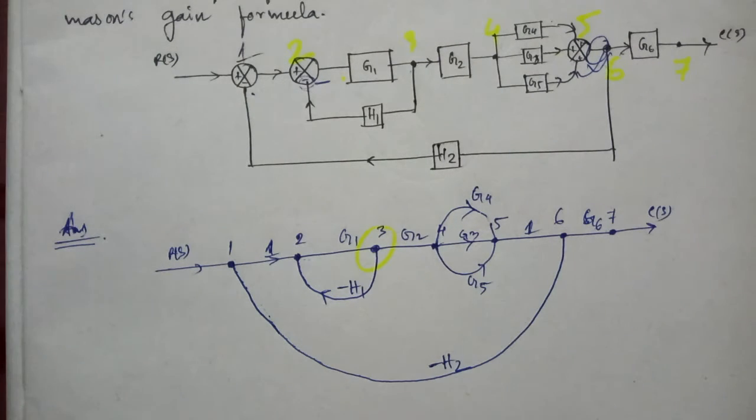So now we have to calculate in a similar way. Previously we calculated the transfer function through Mason's gain formula, and in the same way we have to calculate the transfer function now. So first we have to find the number of forward paths. So let's see.